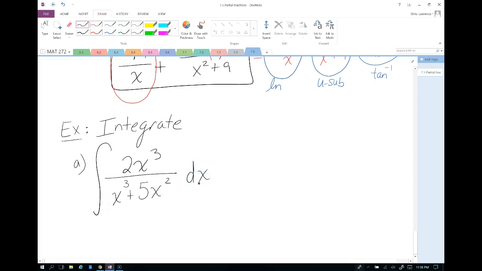So the first one we're going to try is 2x cubed divided by x cubed plus 5x squared. We have not seen an example of this yet, but this one is not a proper fraction because the degree in our denominator is not larger than the degree in our numerator. They're actually equal. So what we need to do first is polynomial long division to get this simplified.